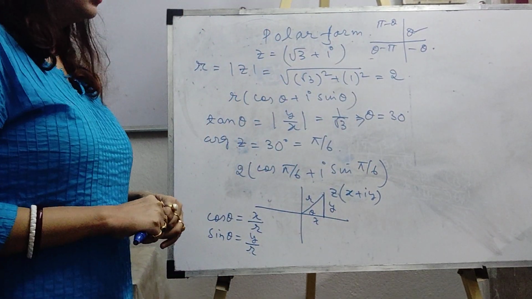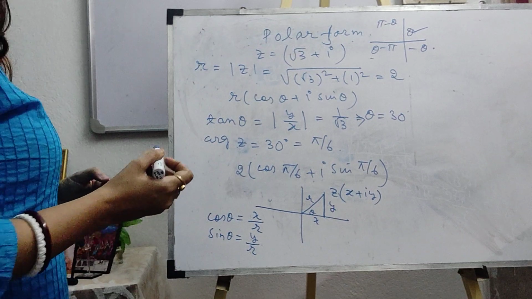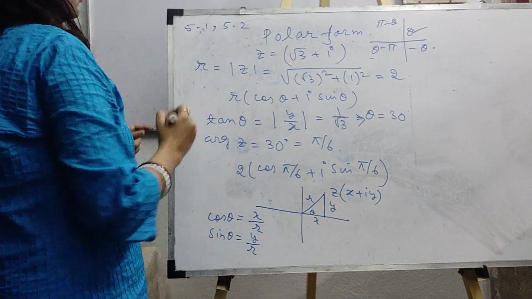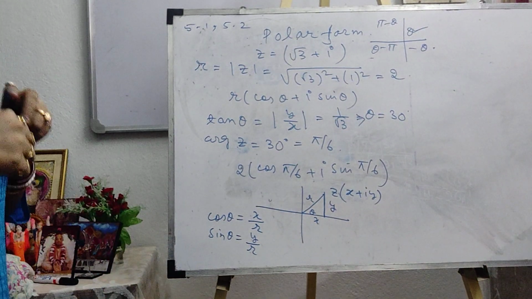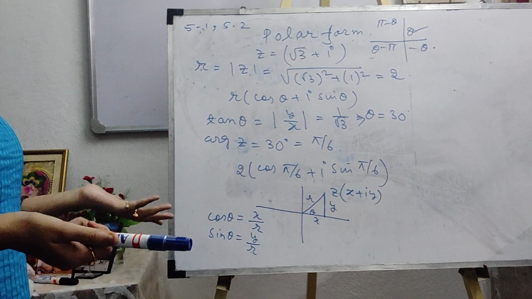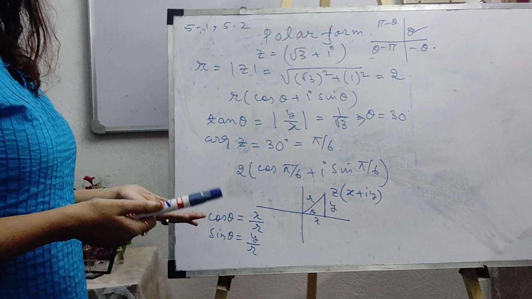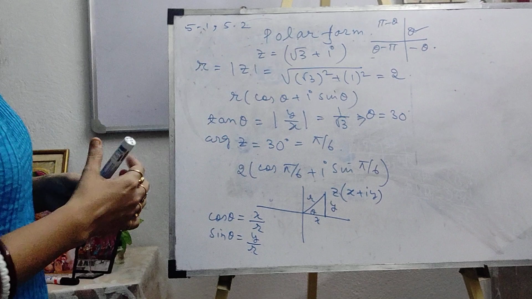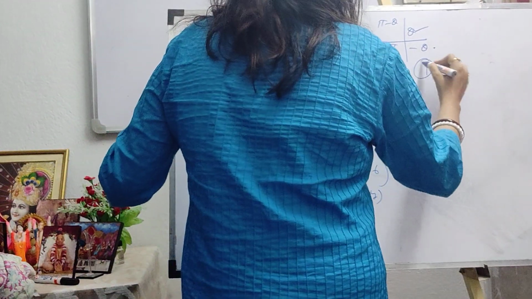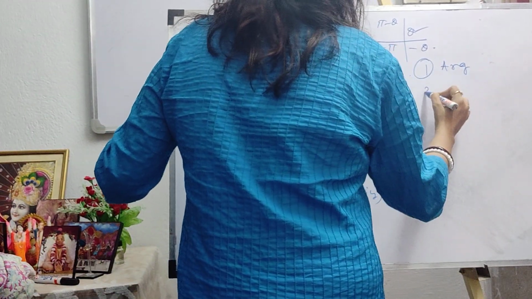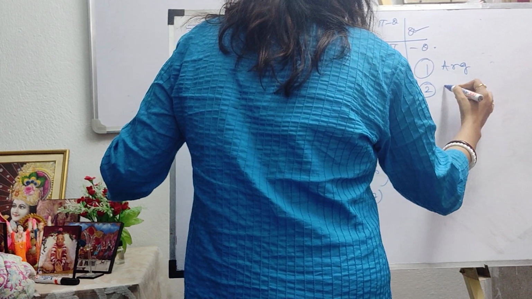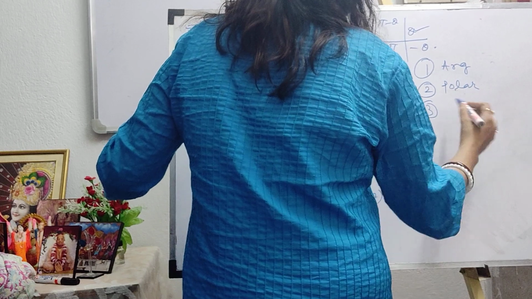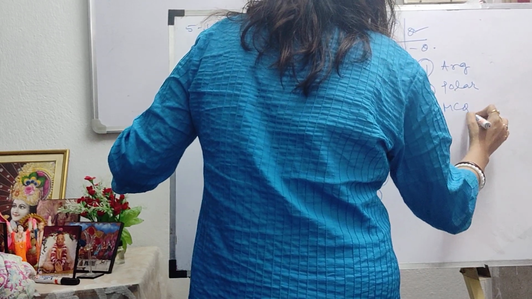So students, you do one thing. If you have NCERT, then you do 5.1 and 5.2. And in other books also, you can do it from S.N. Dey, from R.D. Sharma, whatever book you have. You do these things: 1, argument, 2, polar form, 3, MCQs.